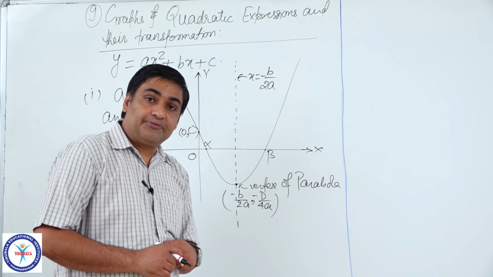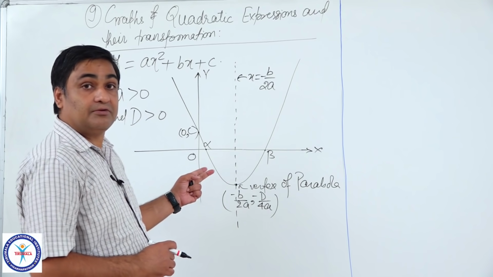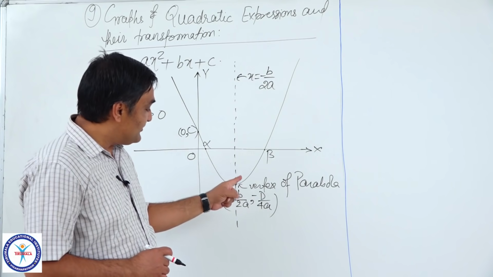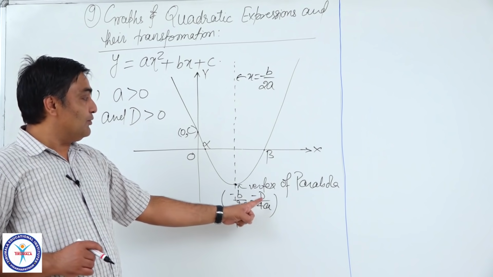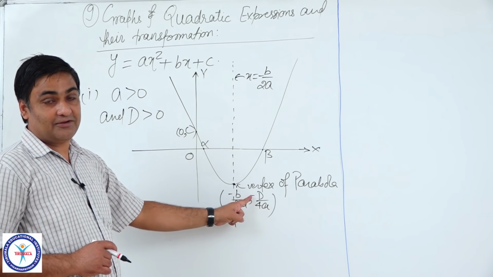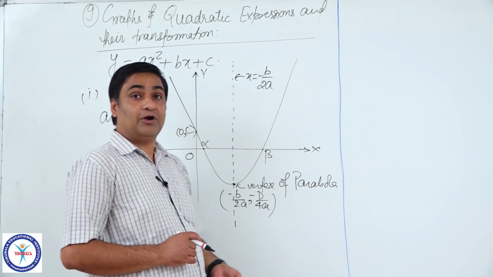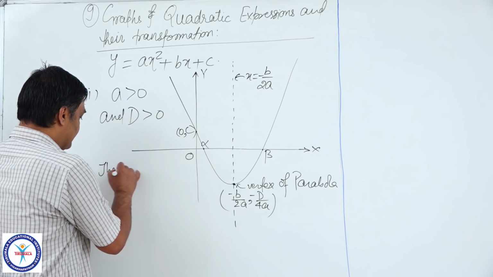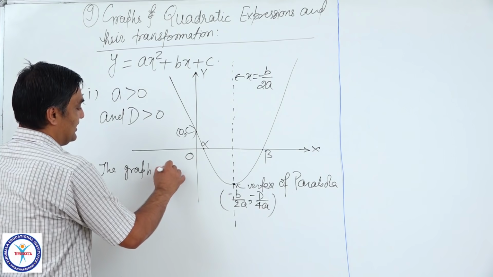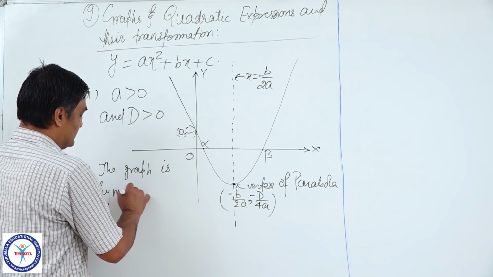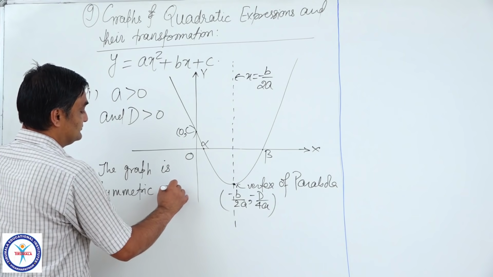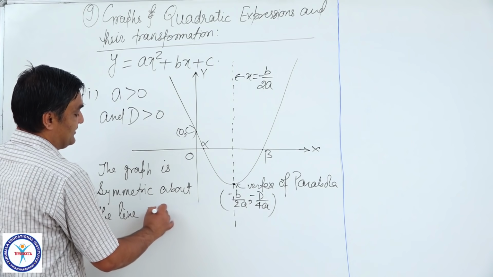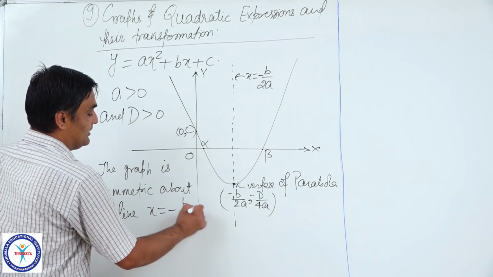And in the previous class, we were looking at maximum and minimum values of quadratic expressions. See, for a quadratic expression having a minimum value, we will look at that point on the graph which is lowest. Which is the lowest point? This one. What is the y value? Minus d by 4a, isn't it? At x equal to minus b by 2a. The graph is symmetric about the line x equal to minus b by 2a.